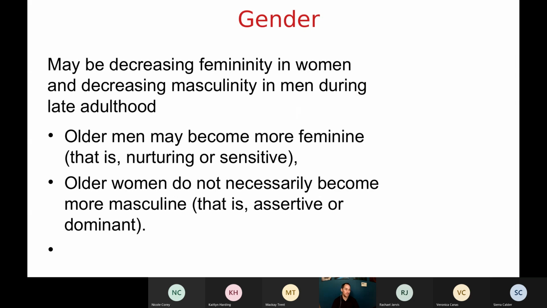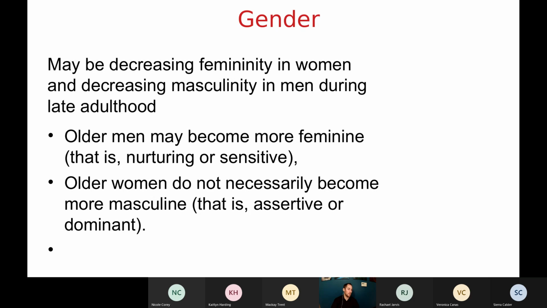So with this is an interesting finding that I wanted to talk about and reference literature in psychology in general. The finding that it talks about in your book is from older research that suggests there might be decreasing femininity in women and decreasing masculinity in men during late adulthood. So the stats they give are that older men may become more feminine. They're defining that as nurturing or more sensitive. So when they're comparing, in cross-sectional or longitudinal studies, middle adult men to late adult men, they're scoring higher on these traits, nurturing or sensitive. And so they're saying they're becoming more feminine.